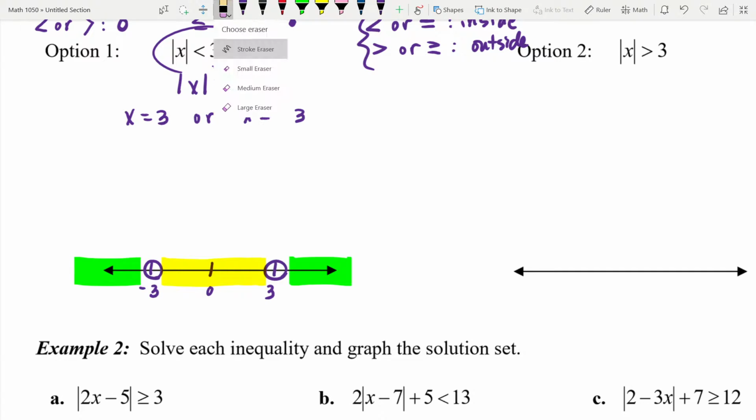Sorry, my eraser's not working. There we go.